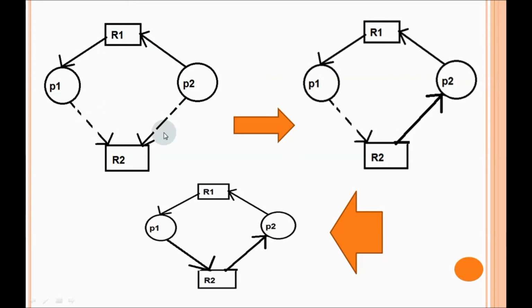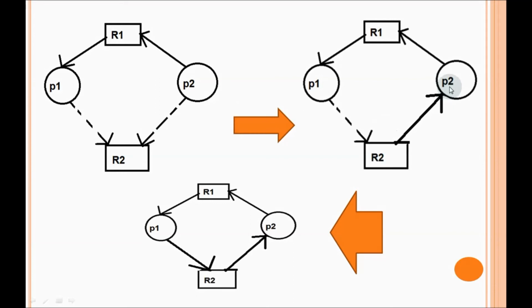Now assume that R2 is free. So R2 is free, right? The OS may allocate R2 to P2. You can see this claim edge is converted into the assignment edge. R2 is assigned to P2. The claim edge is converted into the assignment edge. That means R2 was free. That's why I allocated R2 to P2.